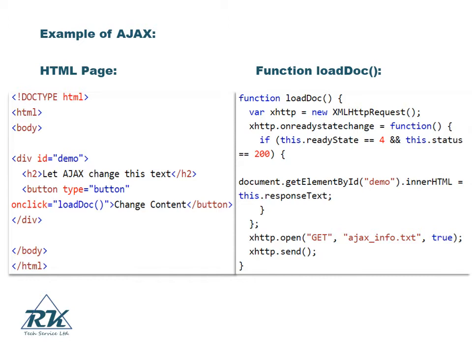Please find one example of AJAX here. The HTML page contains a div section and a button. The div section is used to display information from a server. The button calls the load_doc function, if it is clicked. The function requests data from a web server and displays it.